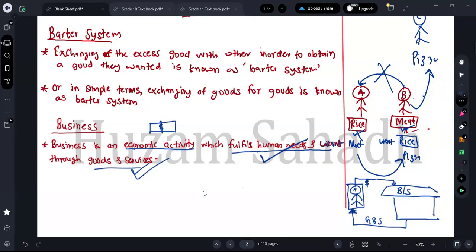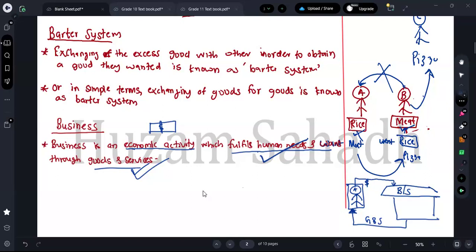Think about a person who is paying some money to the business. We consider it an economic activity. Why is that person paying money to the business? He has some sort of need or want. In order to fulfill that, he is paying some money to the business. Now, in return, what is the business doing? The business is giving some good or a service to fulfill that person's needs and wants.